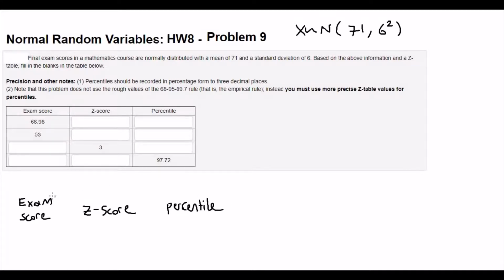From exam score to z-score, we're going to standardize by using x minus mu over sigma. And from z-score to percentile, just check the z-table or calculator, depending on the precision and what they want. Check the z-table or use a calculator.